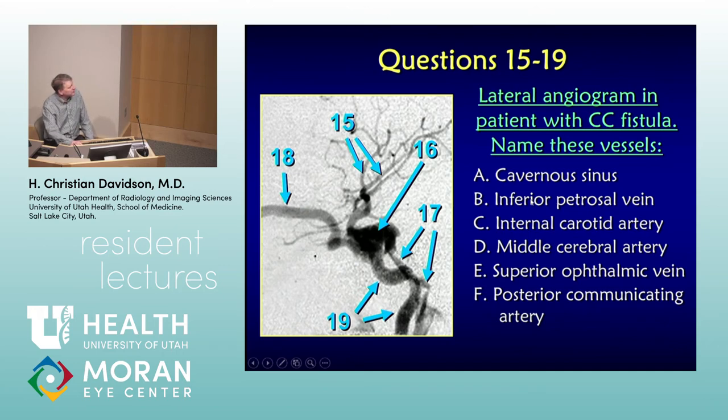Yeah, that's the inferior petrosal vein. That's one more venous piece of evidence that this thing is a clearly abnormal arteriovenous connection. And what does that make? 15?